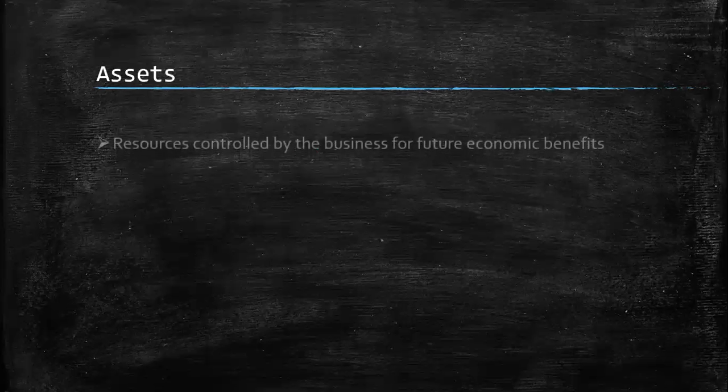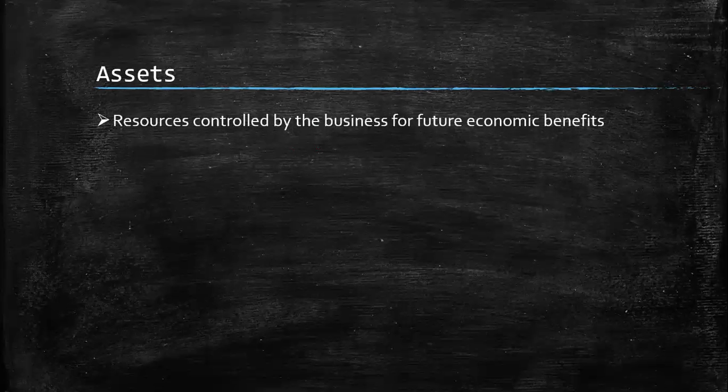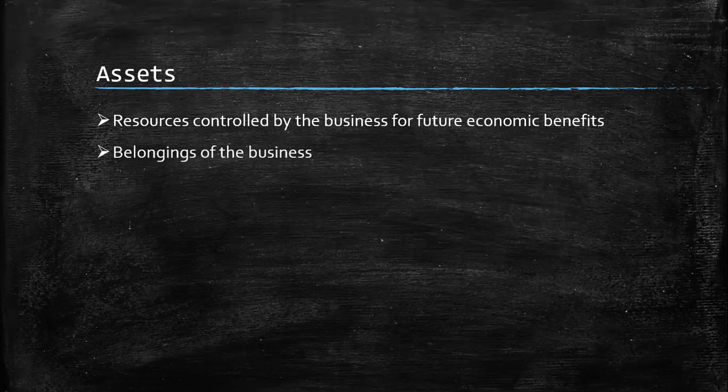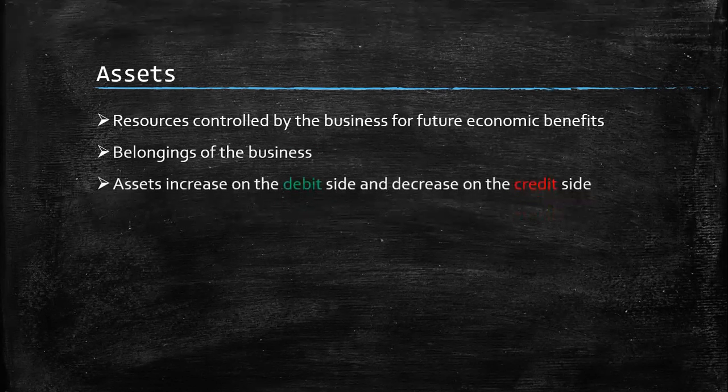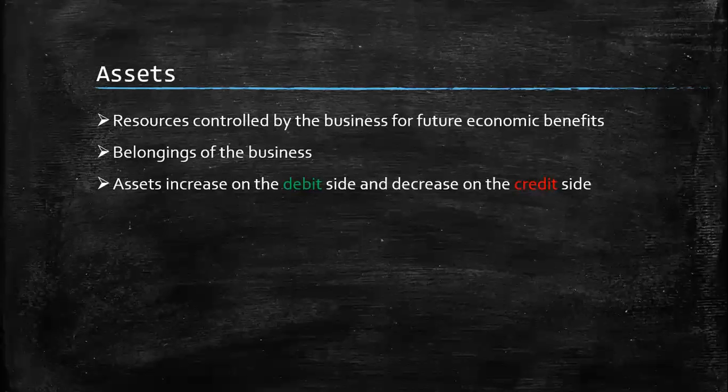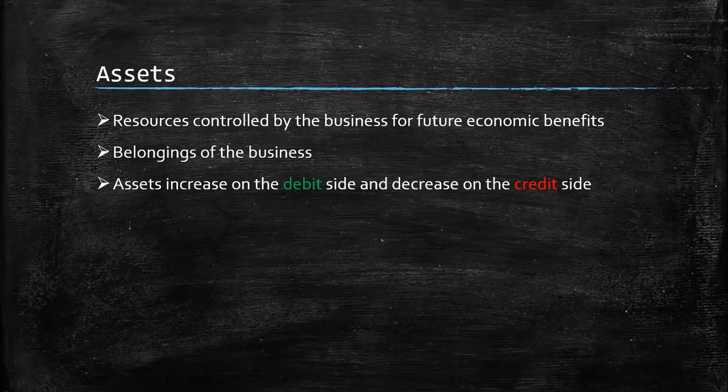Now, what are assets? By assets, we are referring to the resources that are controlled by the enterprise for future economic benefits. In simple terms, the belongings of the business, what the business owns. Assets increase on the debit side and assets decrease on the credit side. What do we mean by debit side? We are referring to the left-hand side of the ledger account. And credit, we are referring to the right-hand side of the ledger account.